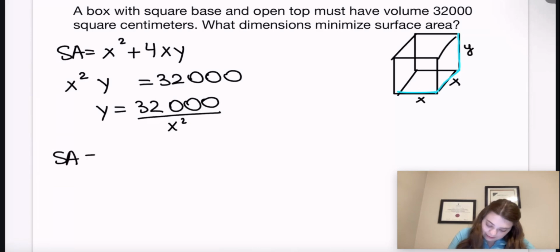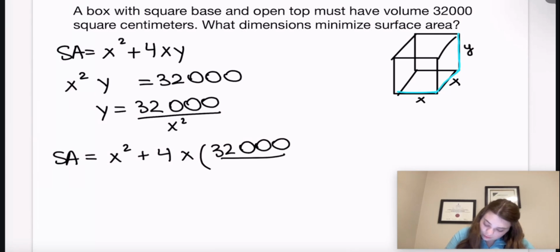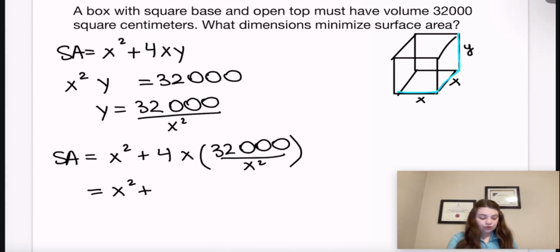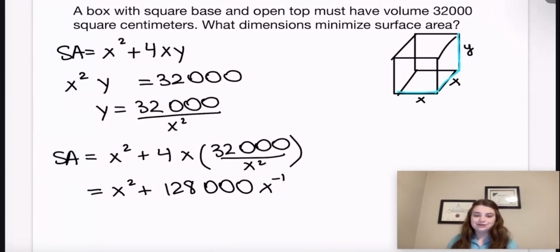Therefore, the surface area is equal to x squared plus 4 times x times y, which is 32,000 over x squared. And that is going to be x squared plus, well, let's see, what is 4 times 32,000? 4 times 32,000 is going to be 128,000. So that's going to be 128,000. And then we have an x squared in the denominator and an x in the numerator. So that's going to simplify to x to the power of -1. And the reason I'm writing this way is because we are about to differentiate.